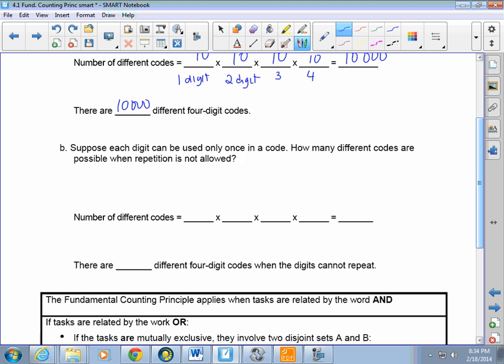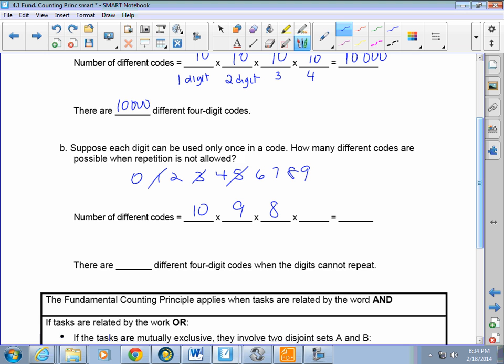Now it says, suppose each digit can be used only once in a code. How many different codes are possible when repetition is not allowed? That means for your first digit, whether you start at the end or at the beginning doesn't matter, you've got 0 to 9. So let's say for your first digit you chose a 3. Then for your second digit you're only left with 9 choices. So let's say it was a 5. That means for your third digit you have 8 choices.